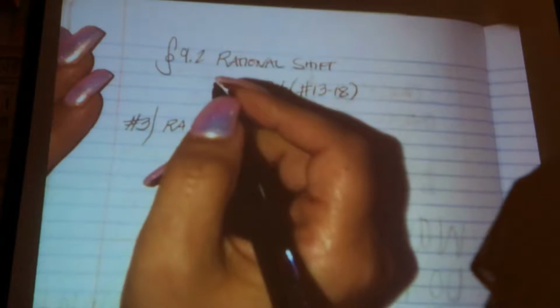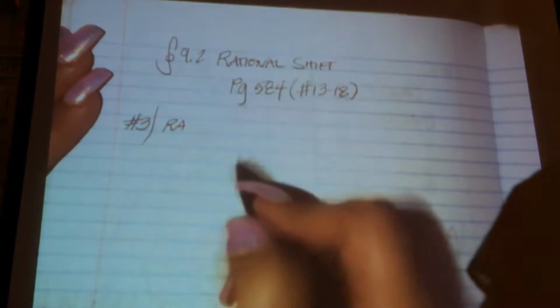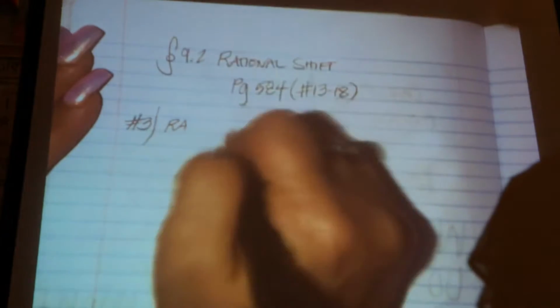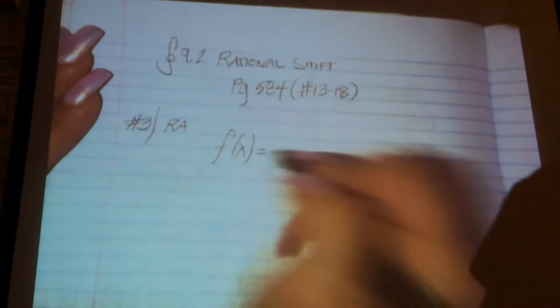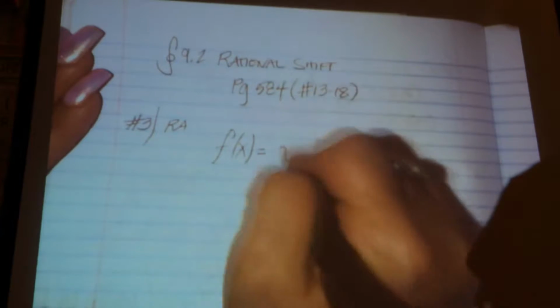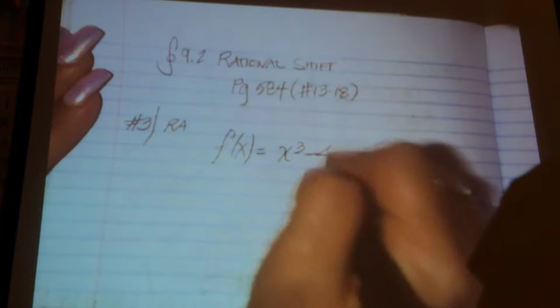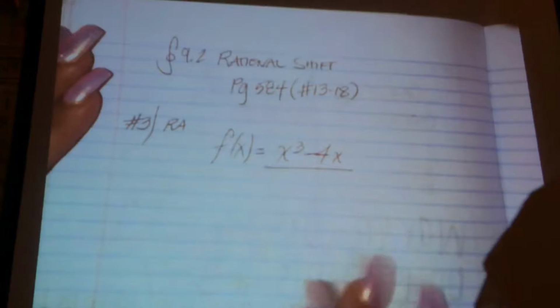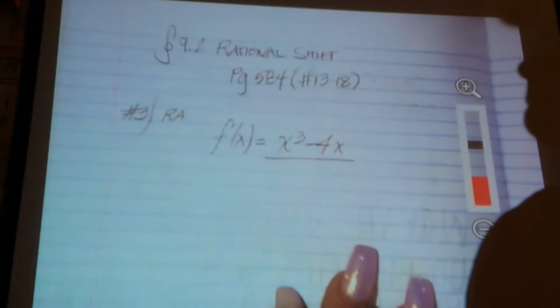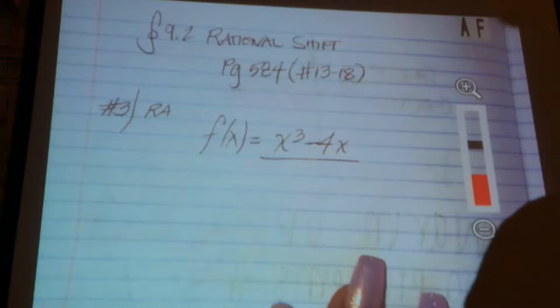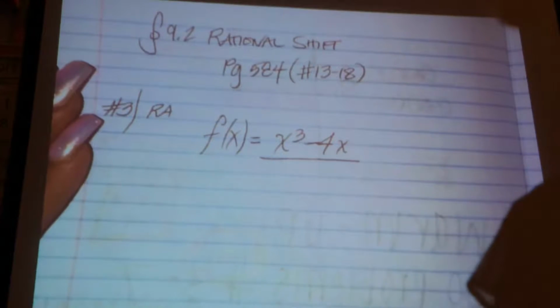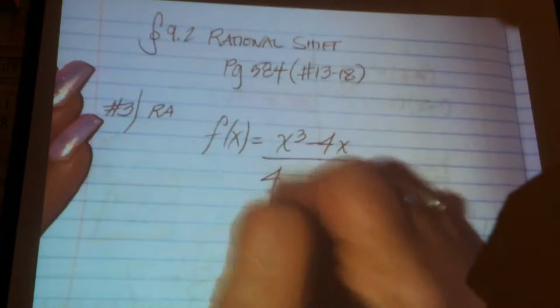I want to go over numbers 3 through 7 from the review assignment. Number 3 is asking me to identify the vertical asymptotes and the x-intercepts. So I have f of x is equal to x cubed minus 4x over 4x squared plus 4x.